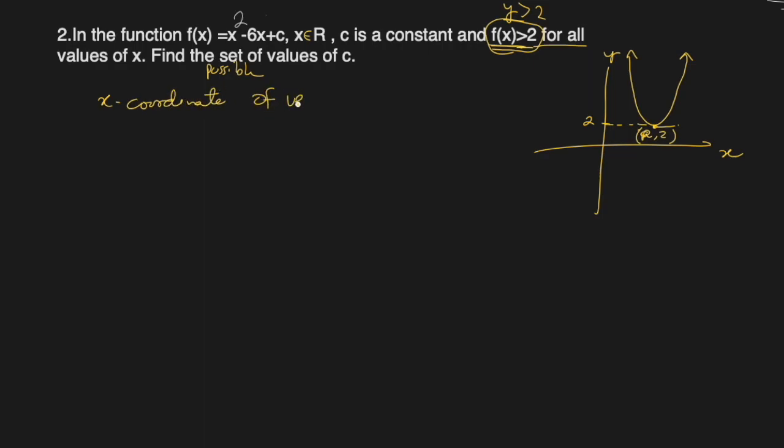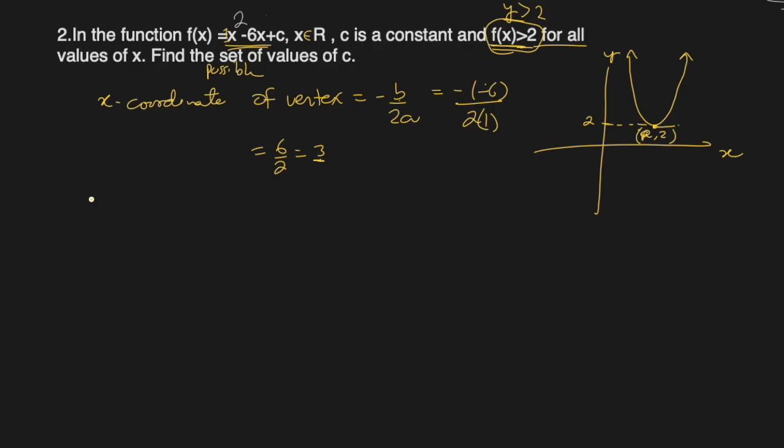The x coordinate of the vertex is always minus b over 2a from the equation, where b is minus 6, so I will write here minus of minus 6 over 2a. a is the coefficient of x squared, which is 1, so it becomes 6 over 2, which is 3. So p is 3.